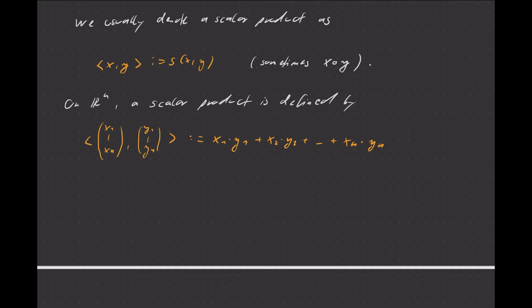This is called the canonical scalar product, and this can be written in a very neat way using matrix multiplication. This is the same thing as taking x as a row vector and then multiplying this with the column vector y. So this is the same as x transpose, a row vector, times y. And that is actually what we use most of the time. We use this matrix multiplication notation very often in connection with scalar products. And this is called the so-called canonical or Euclidean scalar product.